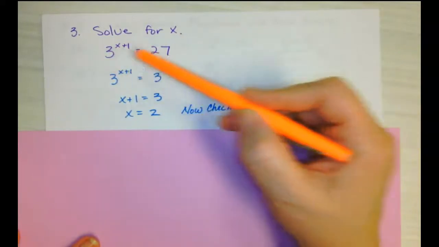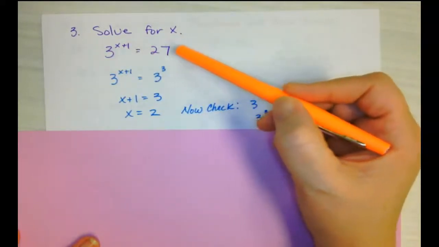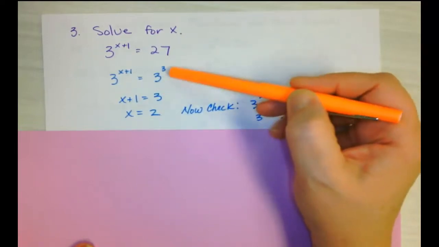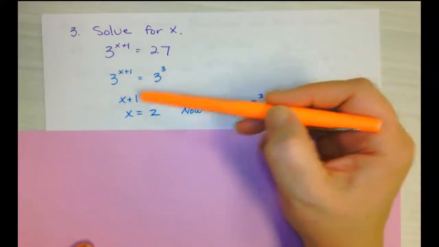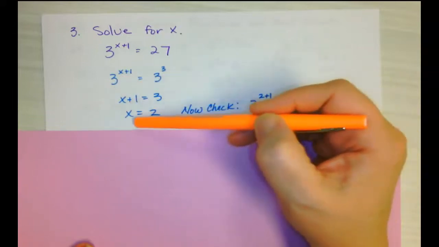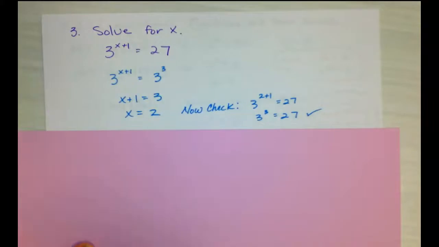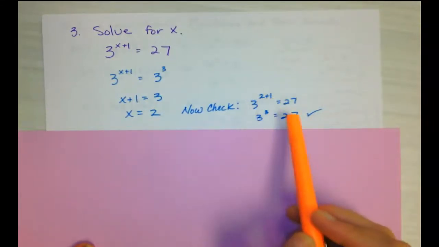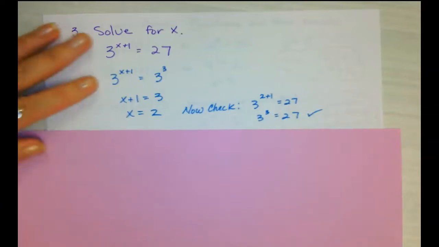So I need to make the bases the same. So I rewrite 27 as 3 cubed. And so once the bases are the same, the exponents have to be the same, and so I can solve for x, and that is 2. So when I quickly check it, I put the 2 in up here. 2 plus 1 is 3. 3 cubed is 27. So I know my solution checks out.